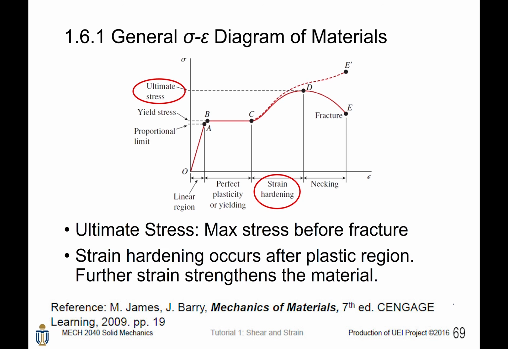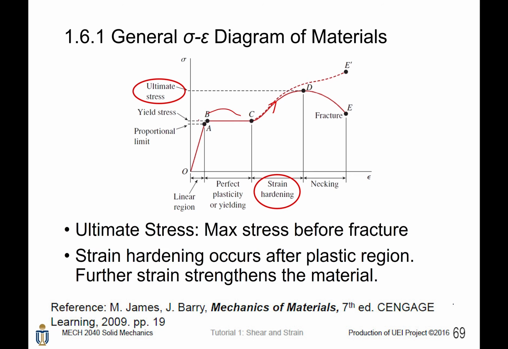Strain hardening means that the stress required to further stretch the material will become even larger until it reaches the ultimate stress. It is hardening the material. Hardening means that the stress is going up with the strain increases. So ultimate stress is the maximum stress before the fracture.